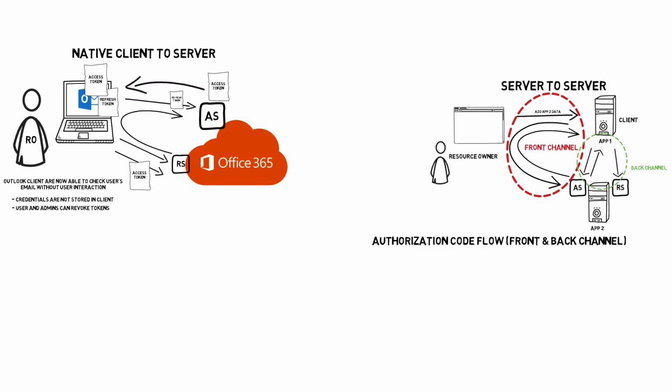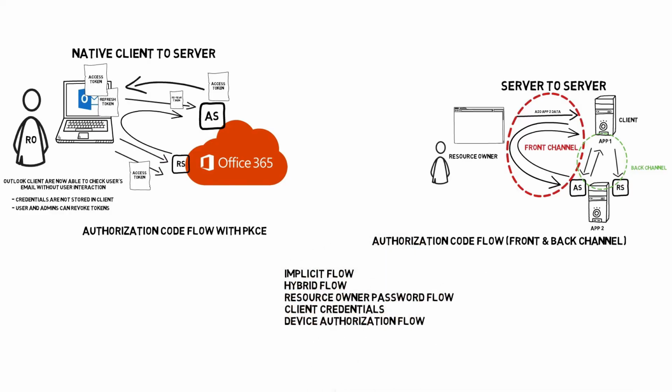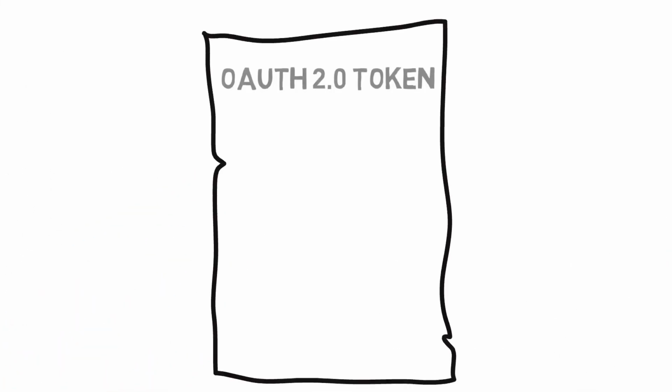The most commonly used flow for native clients is the authorization code flow with PKCE, or proof key for code exchange. With a native client, we cannot really store a secret securely, but using PKCE and its code challenge, we can still establish trust between the client and the backend. And there are many, many more flows in OAuth 2.0, like the implicit flow, for example, only making use of front-channel communication.